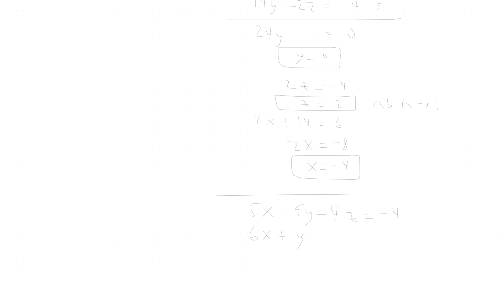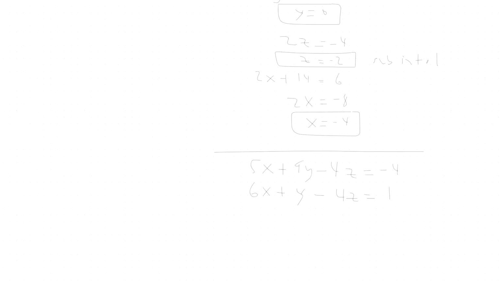Okay, switch over. Can you repeat that? 5x plus 9y minus 4z equals negative 4. Can you repeat the last equation? Okay, check all three. 5x plus 9y minus 4z equals negative 4. 6x plus y minus 4z equals 1. Negative 4x minus 5y plus 4z equals negative 3. Okay, switch to the whiteboard.